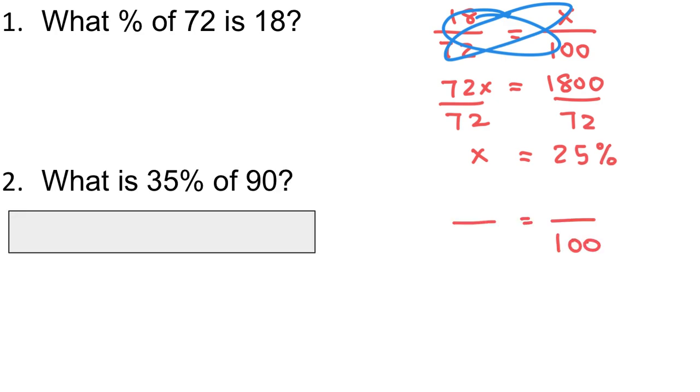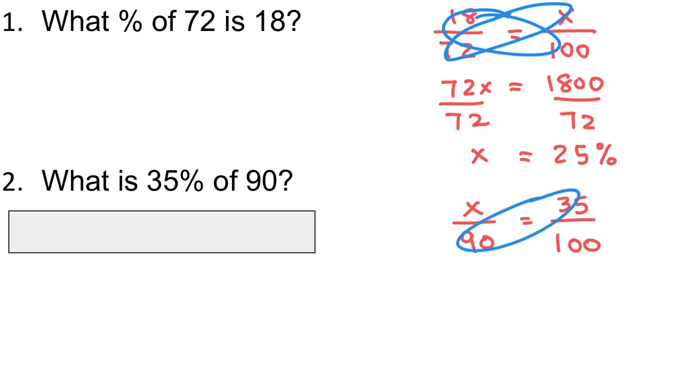For example 2, I again am going to use my percent proportion, which I've already set up here. And now I just have to plug in the numbers to the correct spots. Here I'm given 35%, so if you're given the percent, it's always going to go over 100. The word that comes after of is 90, and that usually indicates 90 is the whole or the base. What I don't know is the part. I'm trying to find the part that is 35% of 90.